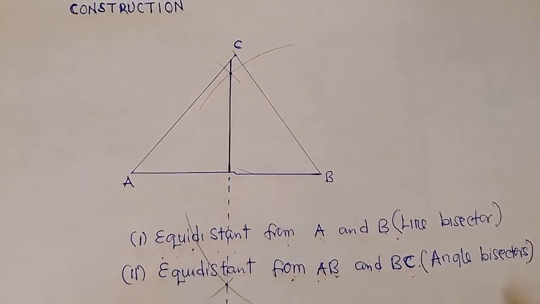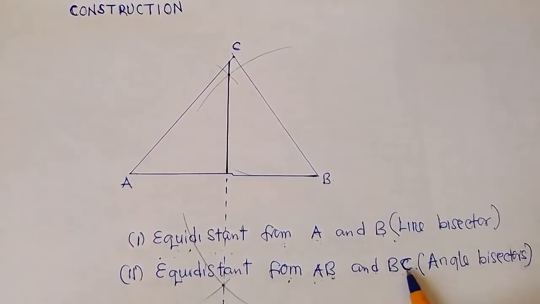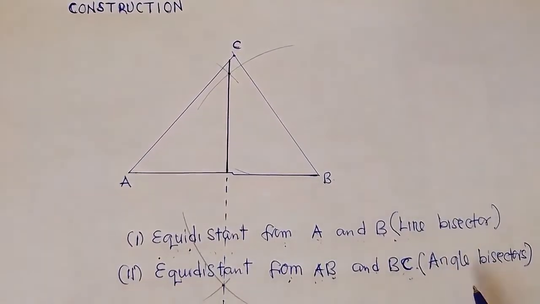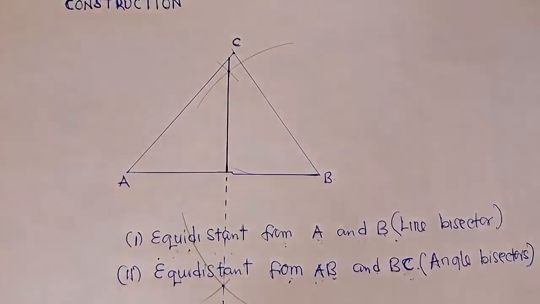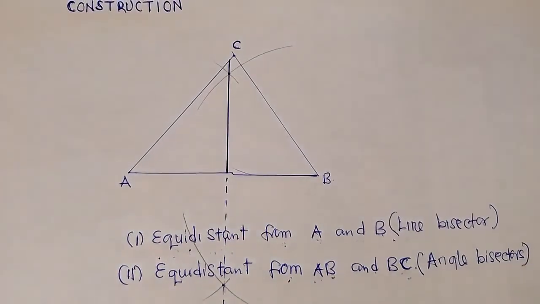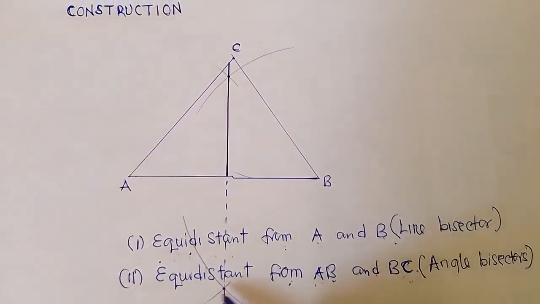We move now. We go to the other point, which is equidistant from AB and BC. This is called an angle bisector. Angle bisector means you are dividing an angle into 2 equal parts. So we want to divide this angle.